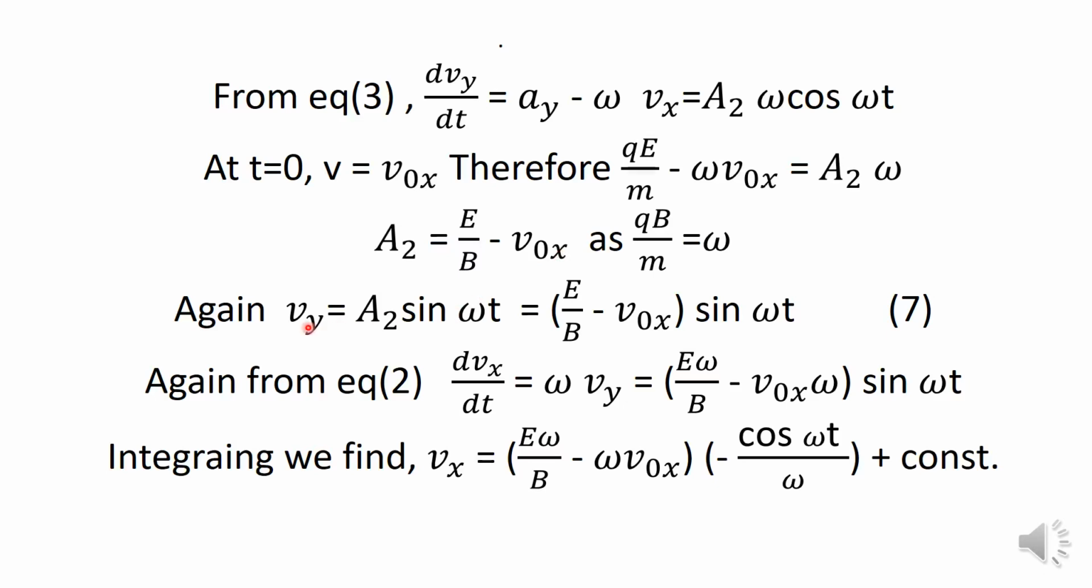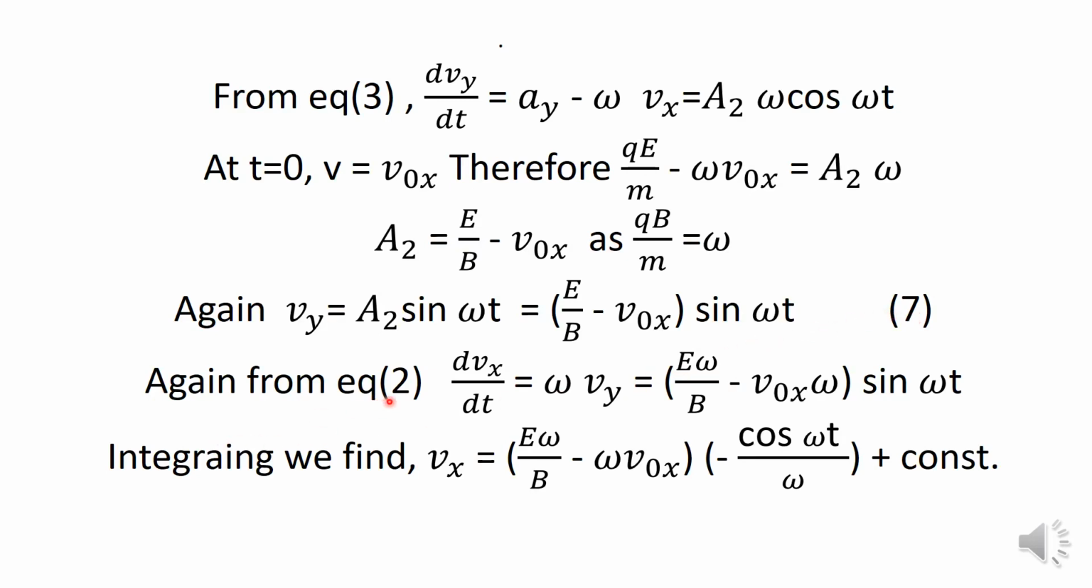Again vy = a2 sin ωt, but a2 is equal to this, that is vy = (E/B − v0x) sin ωt. This is equation number 7.